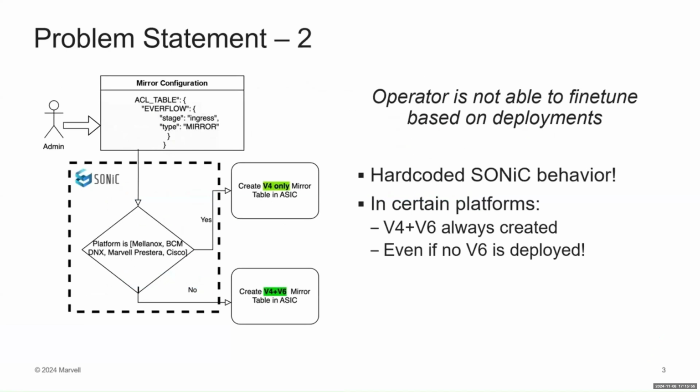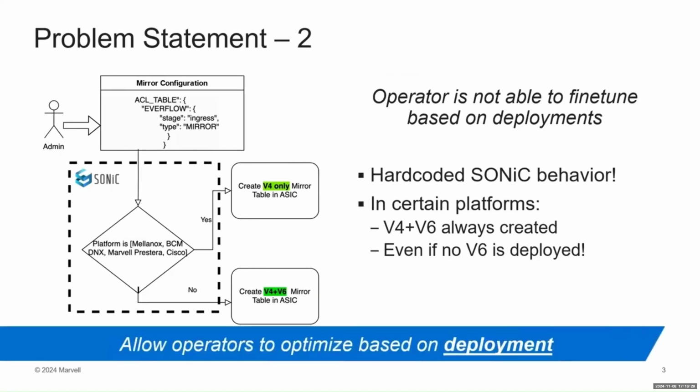For example, in the case of mirroring, there are platforms that support both IPv4 and IPv6 mirror ACL tables using the same hardware table. Here, SONiC optimizes resource usage by always creating a combined wider IPv4 plus IPv6 hardware ACL table, even if the user creates only an IPv4 ACL table. So this approach allows for the reuse of the hardware table when an IPv6 mirror table is created by the operator later. However, if the operator does not have IPv6 in this deployment, this strategy results in wasting hardware resources. Therefore, we need to allow operators to optimize the configuration based on the actual deployment.